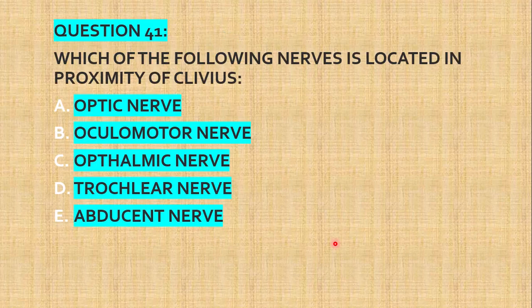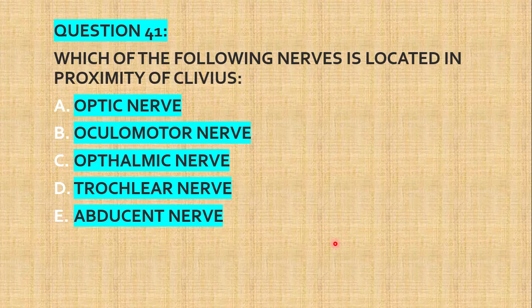Question 41. Which of the following nerves is located in proximity of the clivus? You know what the clivus is? That bone on which the brainstem lies over. That's what is called the clivus, in the base of the skull.